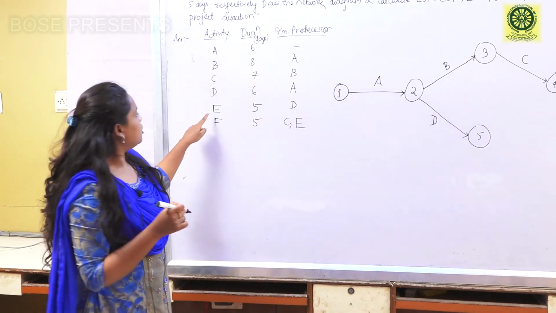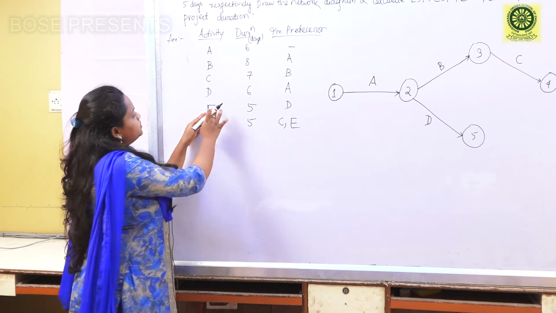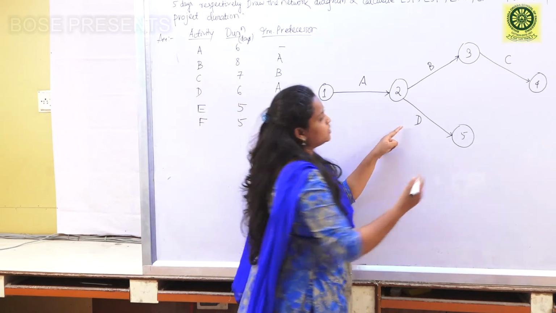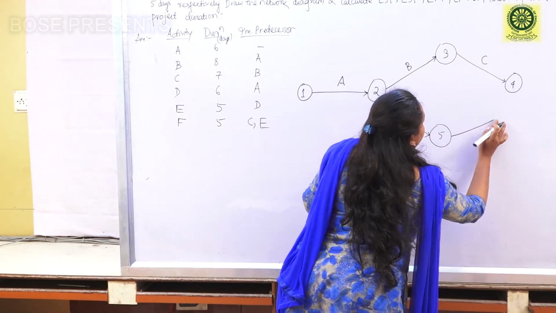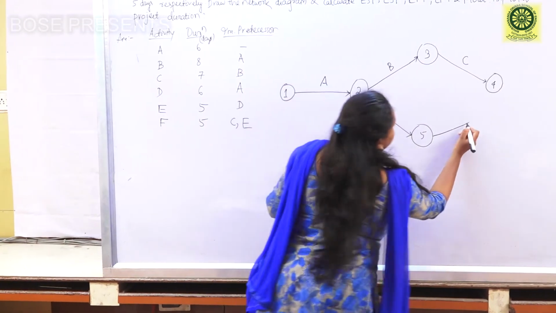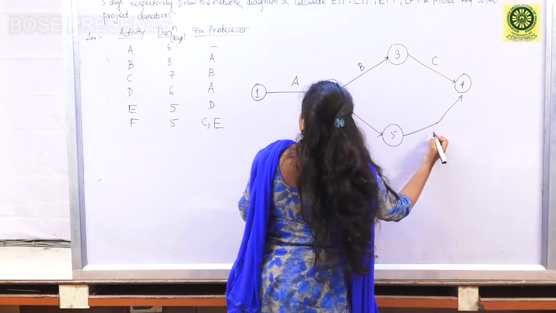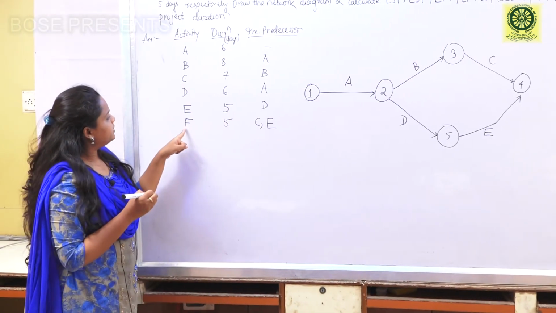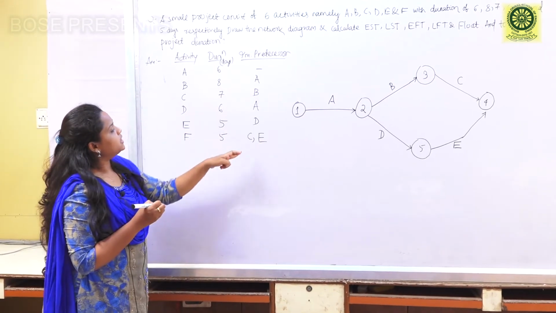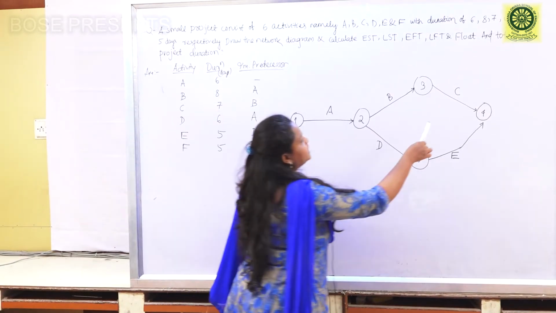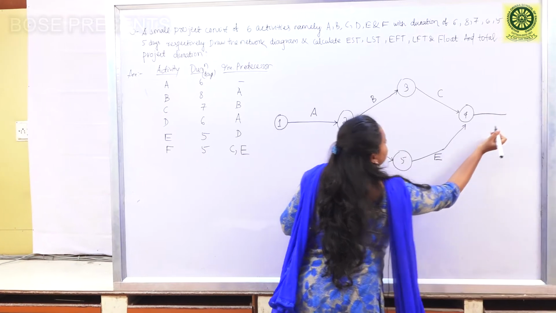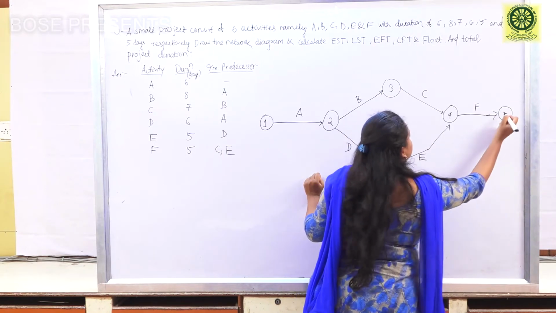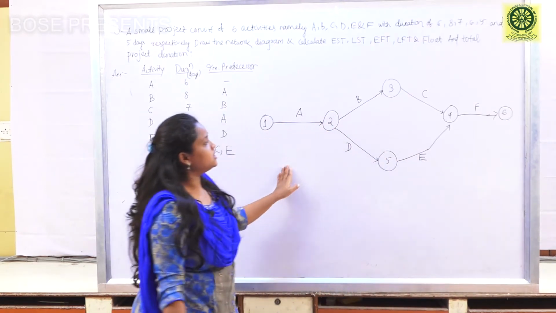Then come to activity E. Corresponding to activity E, the immediate predecessor activity is D. So this is activity E. Then the final one is activity F. Corresponding to activity F, the immediate predecessor activities are C and E. Then your final activity will be F, and its tail event is 6. This is the network diagram.